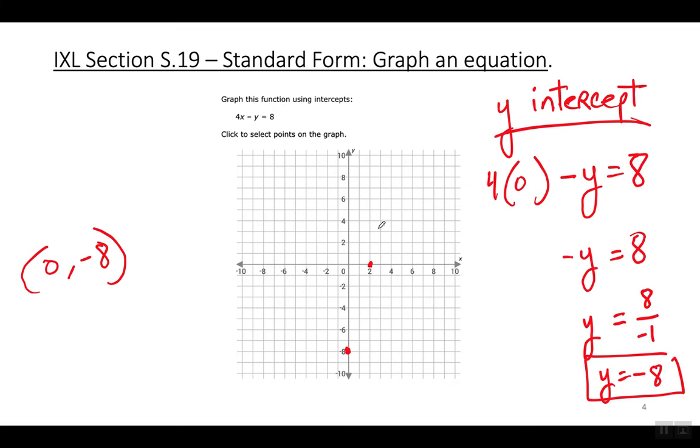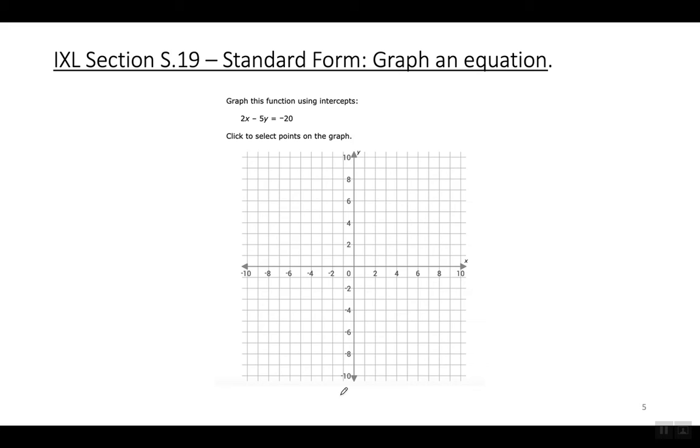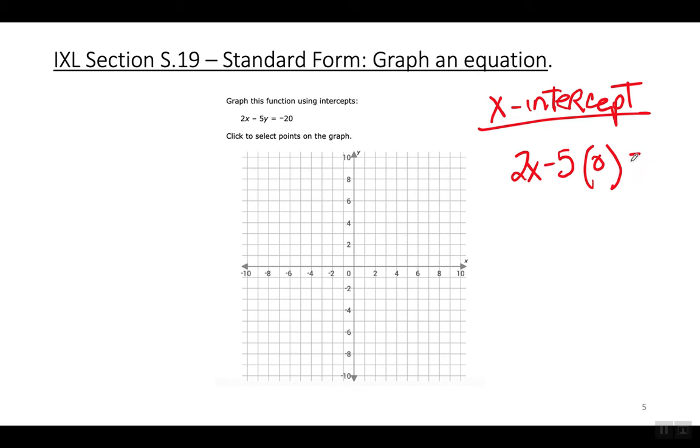And again, IXL will connect the 2 dots. Alright, así que cuando X es igual a 0, Y te da negativo 8. Alright, so again, to find the X-intercept, I'm going to make Y equal to 0 and solve for X. Para encontrar el X-intercept, voy a hacer Y igual a 0 y resolver para X.